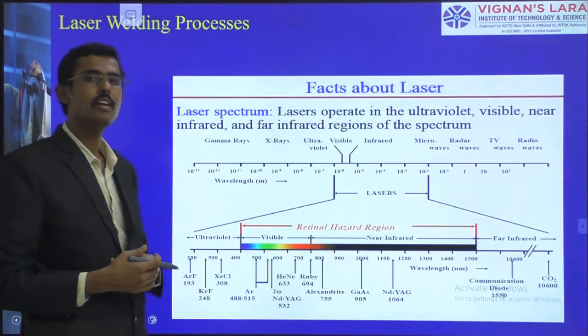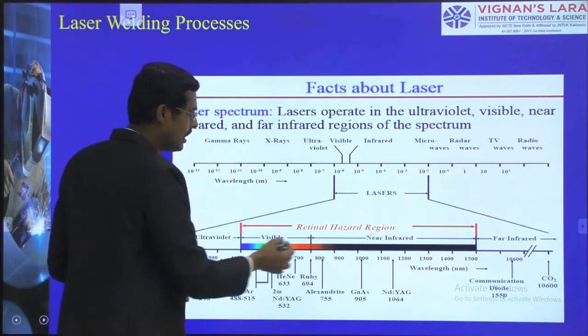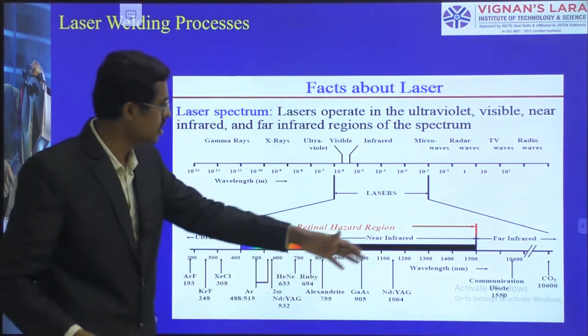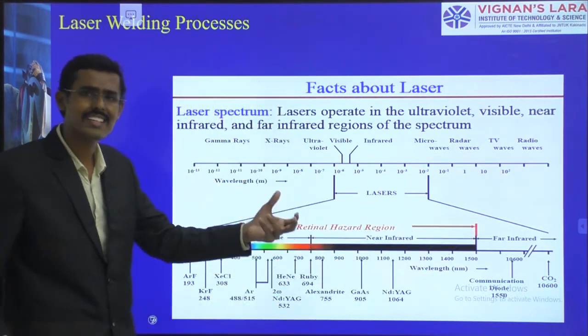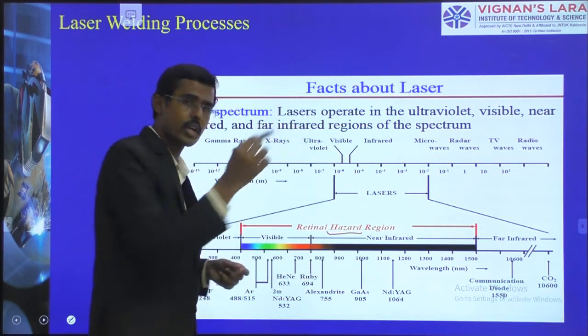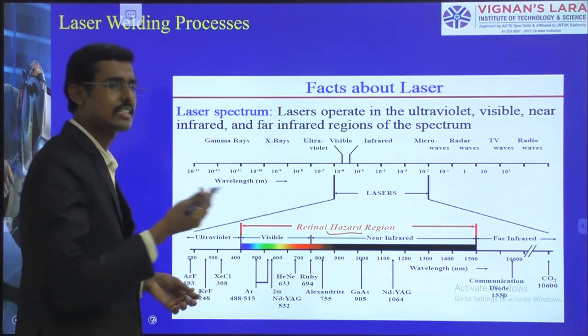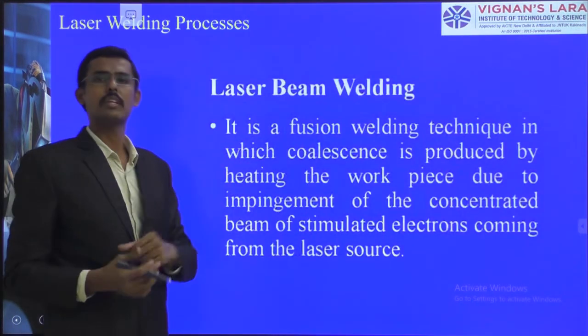The laser falls in the range of visible and near infrared zones, and it also covers the far infrared zones. So somehow it is hazardous also. You should take care to protect yourself from the laser falling on you. So it is a fusion welding method.